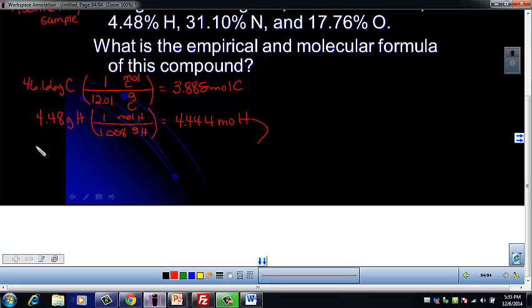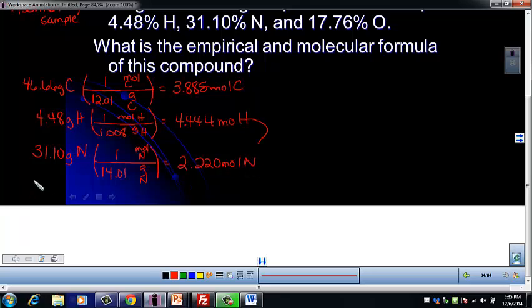All right, we've got 31.10 grams of nitrogen, and we're going to go ahead and convert that. Grams of nitrogen on the bottom, moles of nitrogen on the top. 1 mole is 14.01 grams. So when you calculate that out, you should get 2.220 moles of nitrogen.